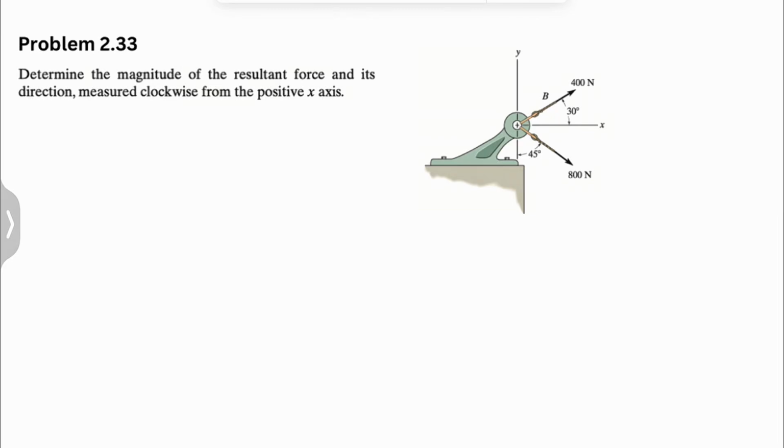Okay, so welcome back. We have another question from the second chapter of engineering mechanics statics, and we need to determine the magnitude of the resultant force and its direction. So basically, we are looking for the magnitude of the resultant of these two forces and also its direction measured clockwise from the positive x-axis.